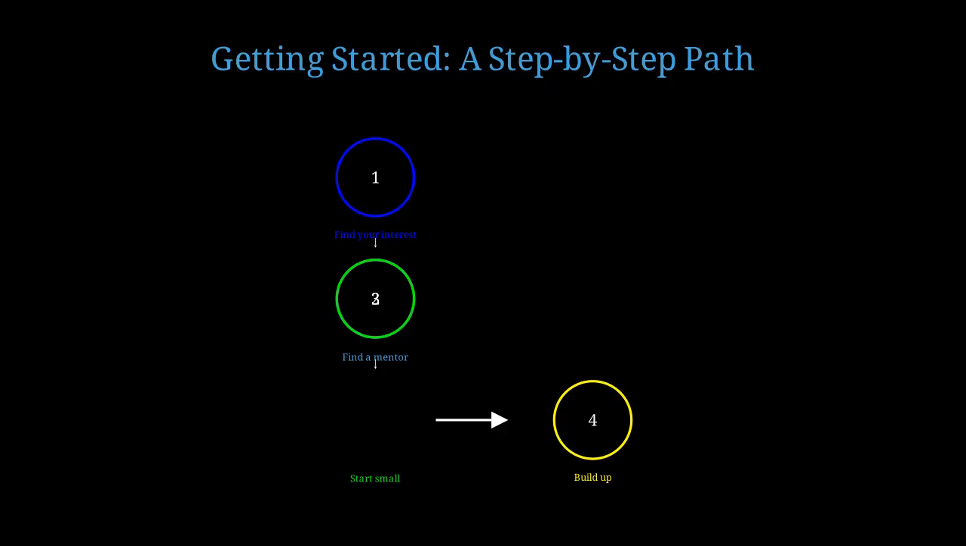So how do you actually get started with scientific papers? Let me give you a realistic step-by-step path. Step 1. Identify something you're genuinely curious about. Don't pick a topic because it sounds impressive. Pick something you actually want to understand better. Step 2. Find a mentor. This could be a teacher, a professor at a local university, or a professional in that field. Step 3. Start small. Maybe begin with a literature review or a pilot study. Step 4. Gradually build up to more ambitious projects.